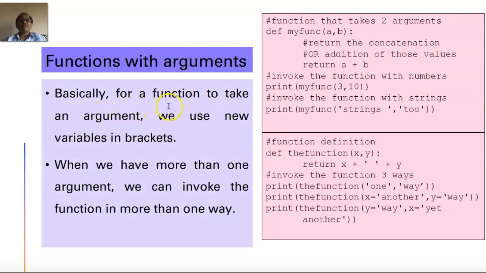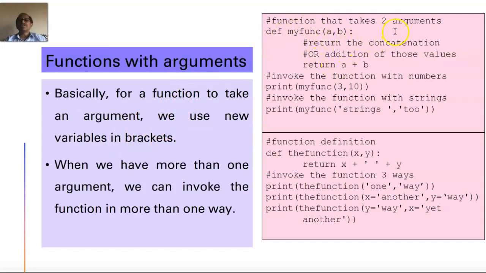So basically, for a function to take an argument, we use new variables in brackets. That is, we cannot use variables which are already used. We have to use new variables in the brackets. How? Take an example here.